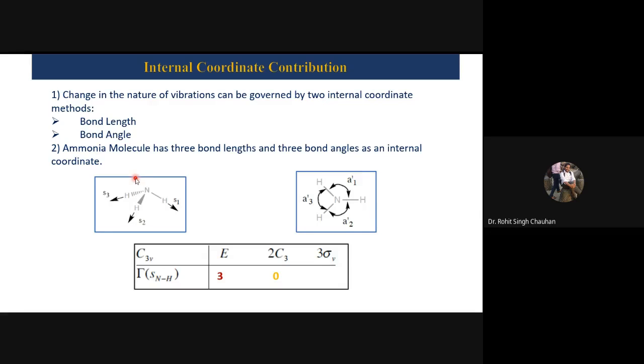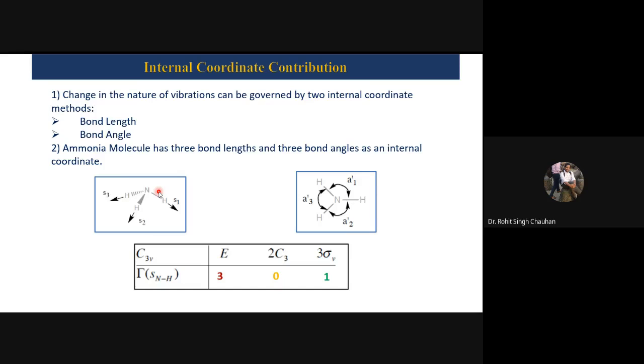Right? Now see, if you pass the plane through S1, like this way you are passing the plane, what would happen? This S2 will become S3 and this S3 will become S2, right? The only thing which is not going to be changed is this bond S1. That's why the contribution will be 1.